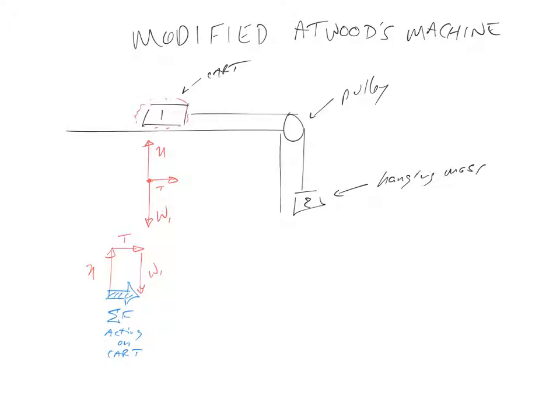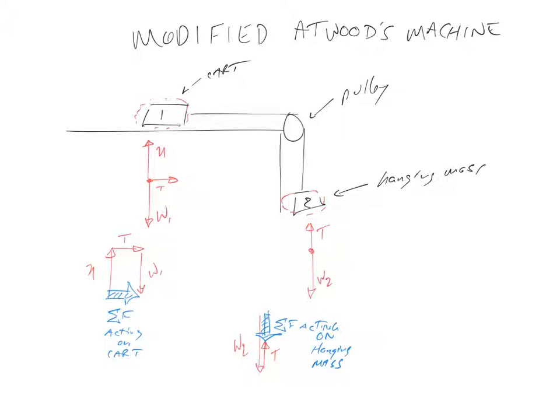Okay? Then, over here, I'll draw a force diagram for the hanging mass. So I've got W2, call that vector. I've got tension up, right? If I add those vectors, I've got W2 down, tension going up, and my total force will be going down, right? And this is the total force acting on the hanging mass.